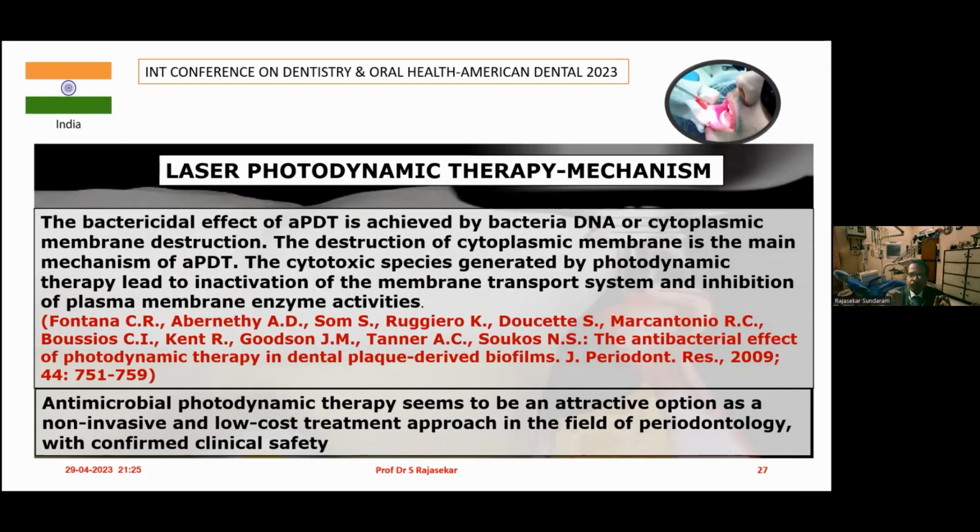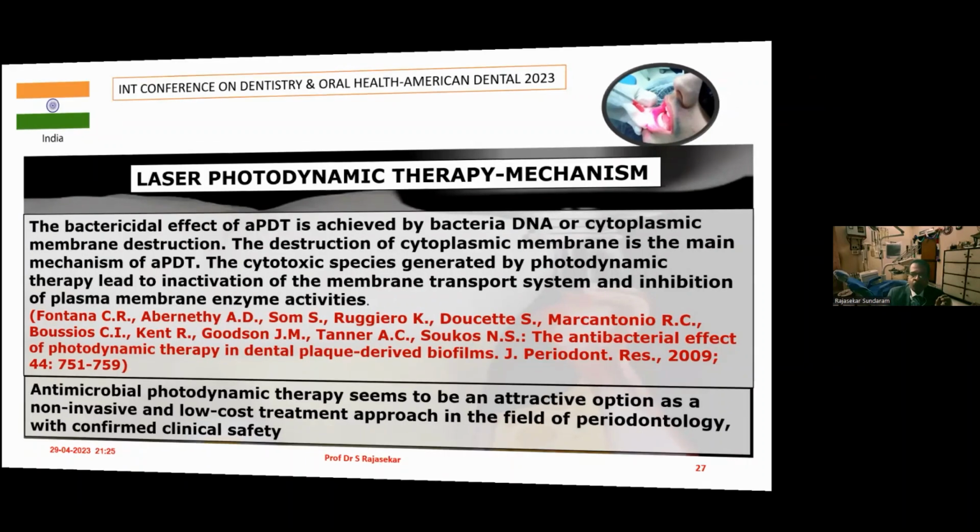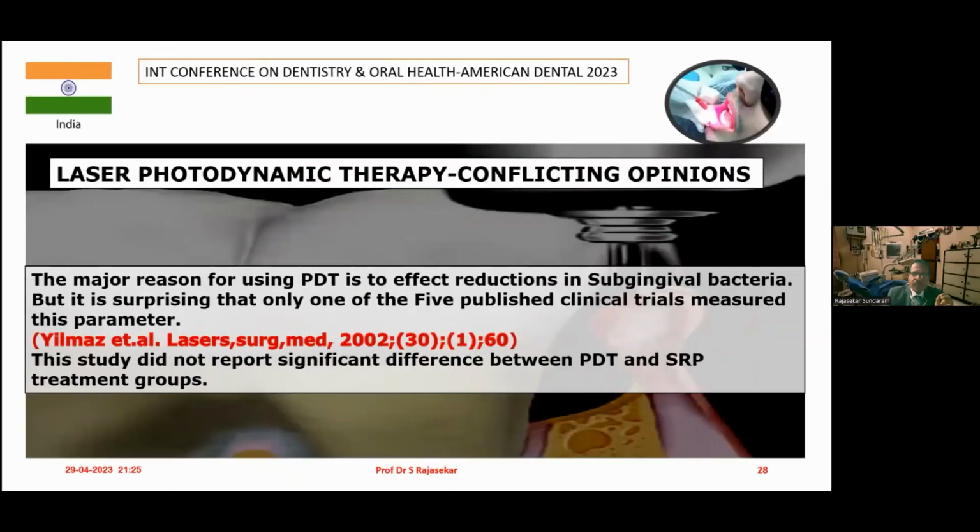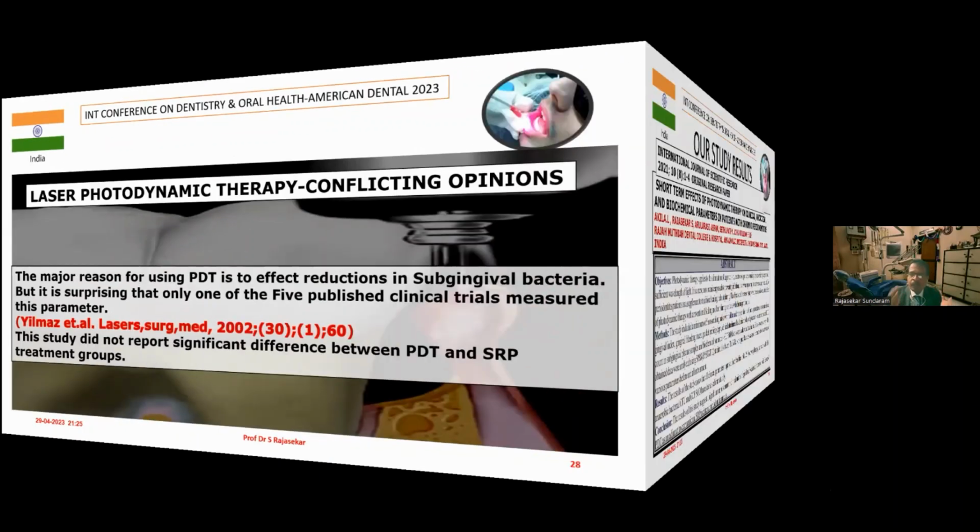So antimicrobial photodynamic therapy seems to be an attractive option and also a non-invasive as well as cost-effective procedure for treating periodontal disease. So the major reason for using PDT is to effect reductions in subgingival bacteria, but the only conflicting aspect is that only very few published clinical trials have really measured whether the subgingival bacteria is really reduced. So that is the limitation here. We don't have many reports.